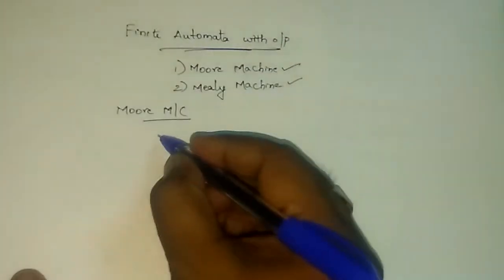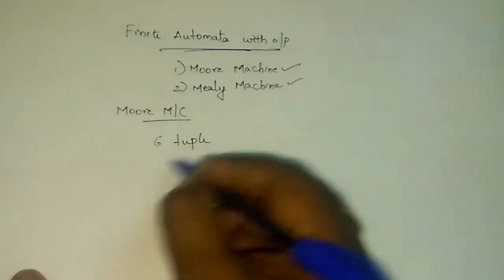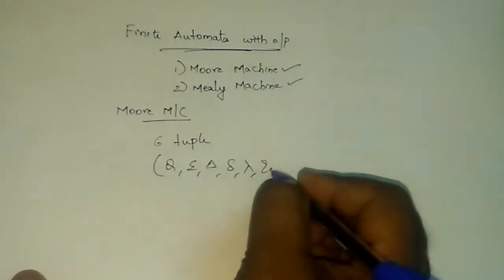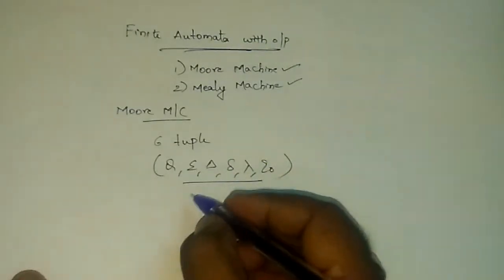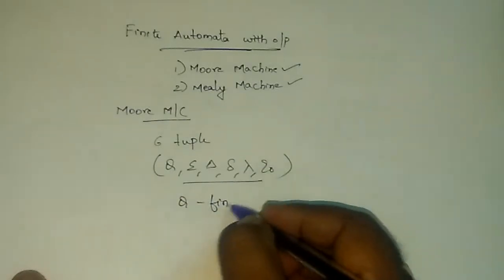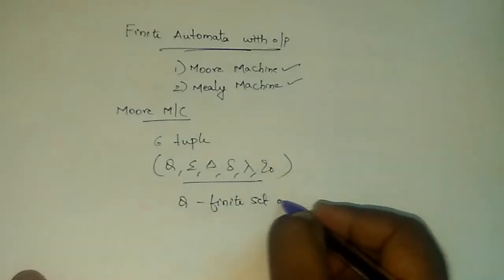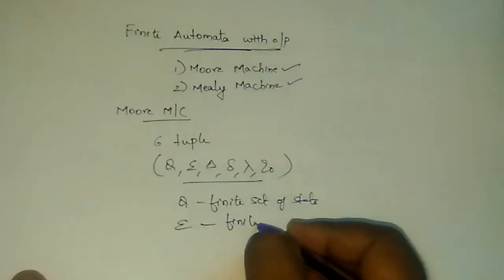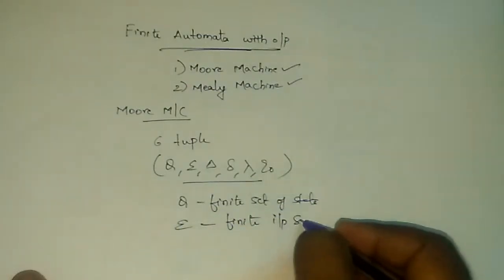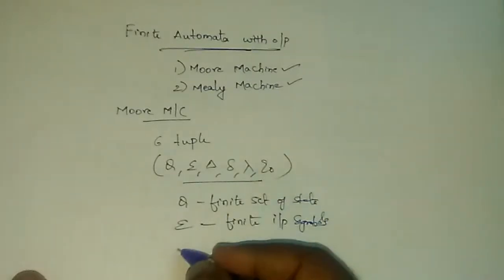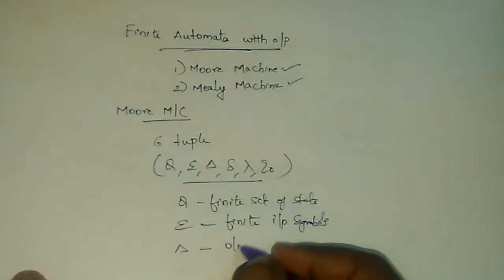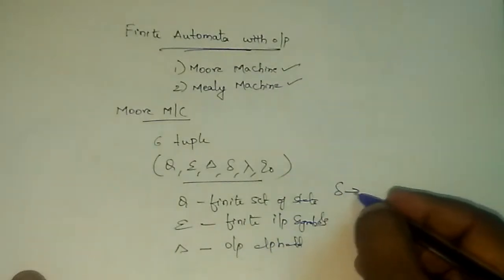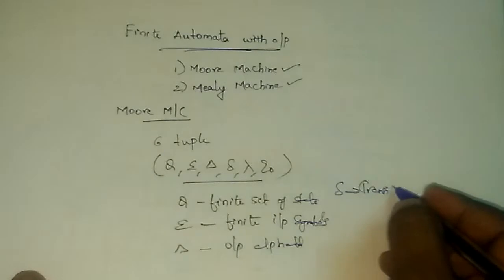The Moore Machine is a 6 tuple. So what is this 6 tuple basically? Q, Sigma, Delta, Lambda, Q0. So these are your 6 tuple. Q is a finite set of states. Sigma is a finite set of input symbols. Delta is the output alphabet. And this is the transition function.